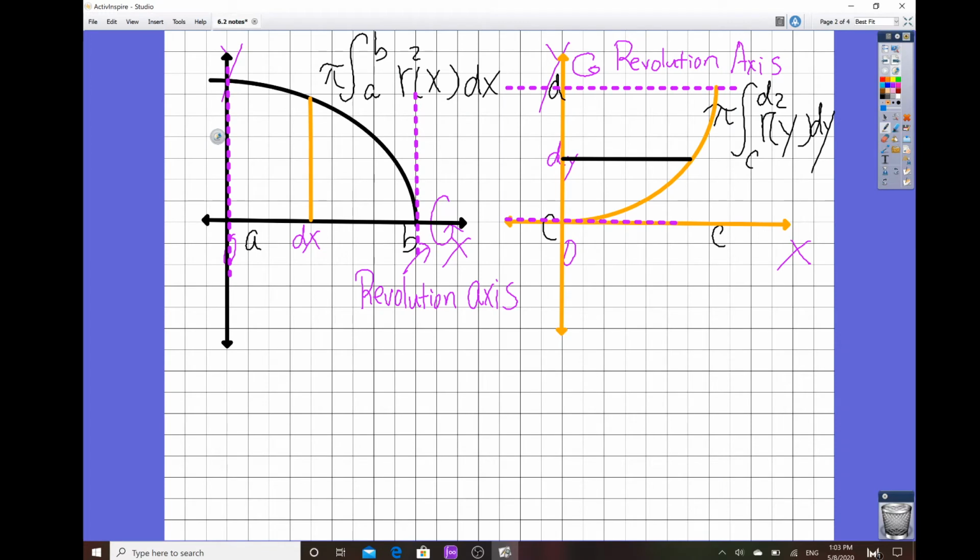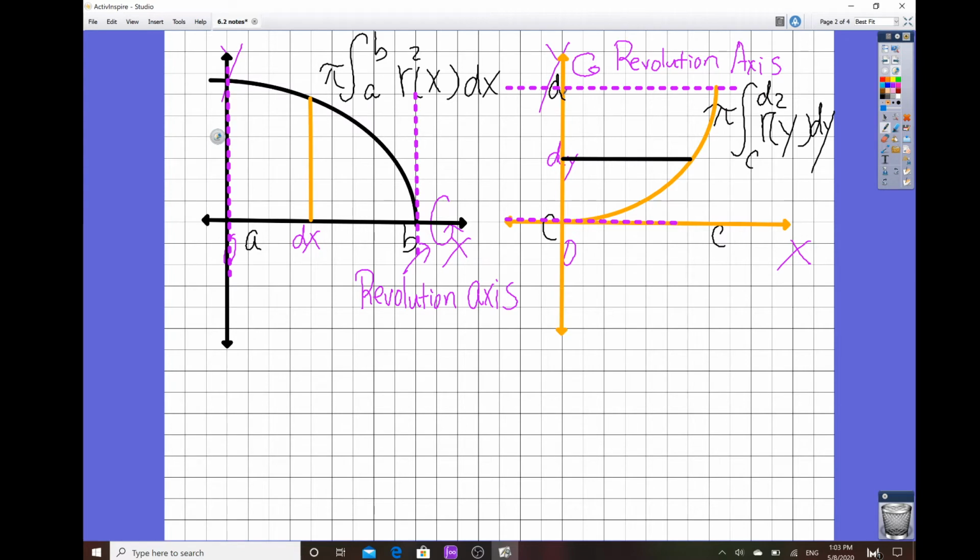If it's considered vertical, the left-hand side right here shows pi times the integral from a to b of r squared of x. The curve right here is just the radius r of x. Pi r squared gives you the area of a circle, so the cross section here is an indicator of a circle. It's like a bunch of discs around the curve. Once you revolve it, you get the volume.